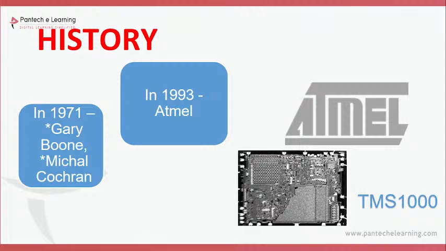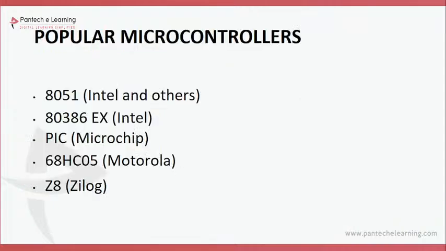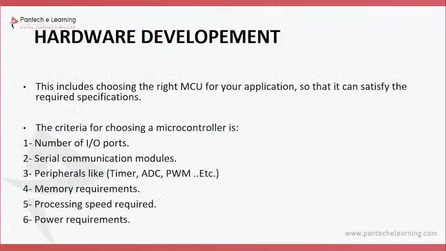This is the history of the processors: who invented what, and in which year. In 1971, Gary Boone and Michael Cochrane, and another in 1977. These are some popular microcontroller companies: Intel with the 8051 and 80386, PIC from Microchip, Motorola, and Zilog with the Z8, each with different microcontrollers.